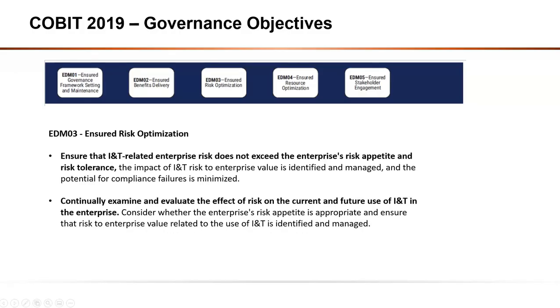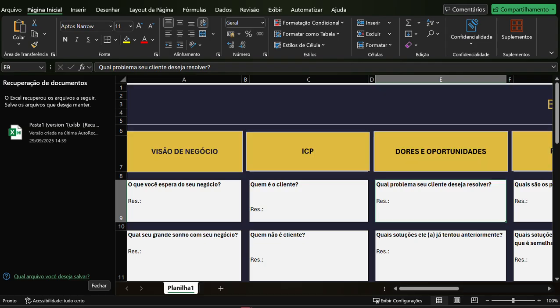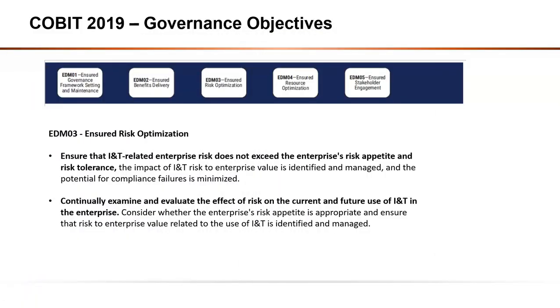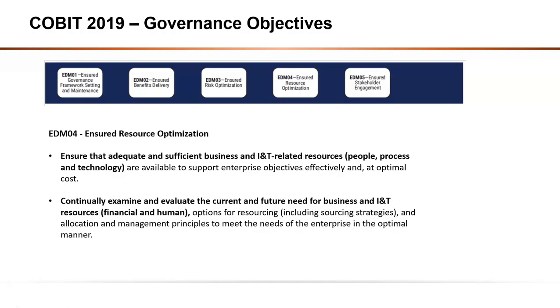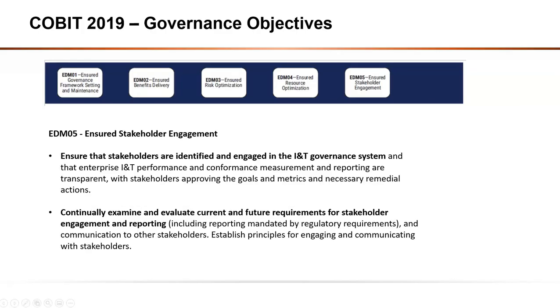And the third one, ensured risk optimization. What it says is, ensure that IT related enterprise risk doesn't exceed the enterprise risk appetite and risk tolerance. Continuously examine and evaluate the effect of risk on current and future use of IT in the enterprise. The fourth one is ensured resource optimization. Ensure that adequate and sufficient business and IT related resources are available to support enterprise objectives effectively and at optimal cost. The fifth objective here is ensure stakeholder engagement. What it says is ensure that stakeholders are identified and engaged in the IT governance system.